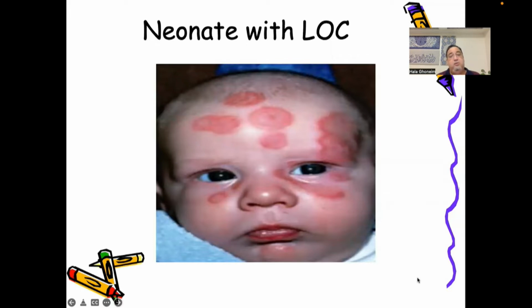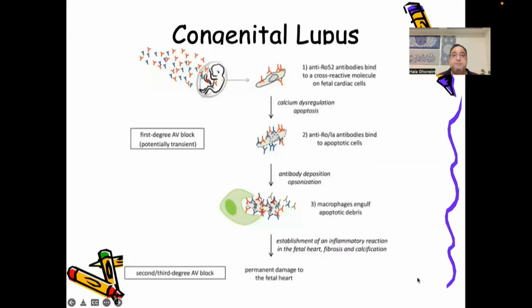Let me discuss this case with you. You were called to see this neonate, not because of the skin rash, but because the heart rate of this neonate is 60 per minute, and sometimes during sleep goes down to 40 per minute. With this rash, we can diagnose congenital lupus.